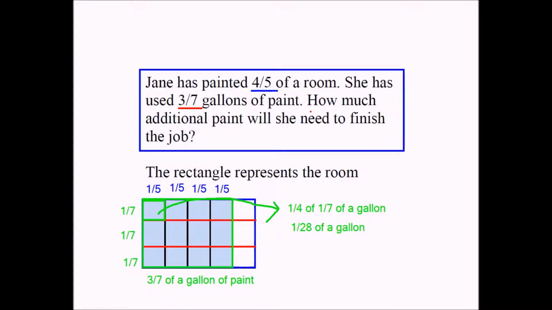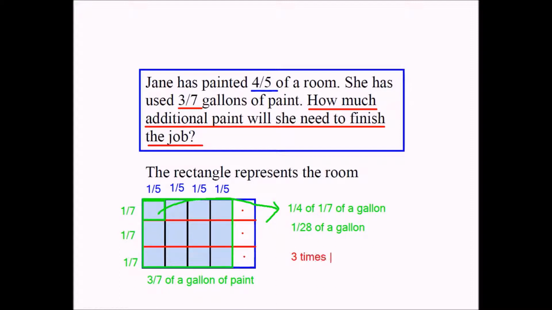Now, the question wants us to find how much additional paint she will need to finish the job. By additional we mean how much paint she would need to paint the parts that are white in her room. She will need to paint this square, and this square. Now we concluded that 1 square takes 1/28 gallons of paint. So 3 squares will need 3 times that, and I'm going to do it in red.